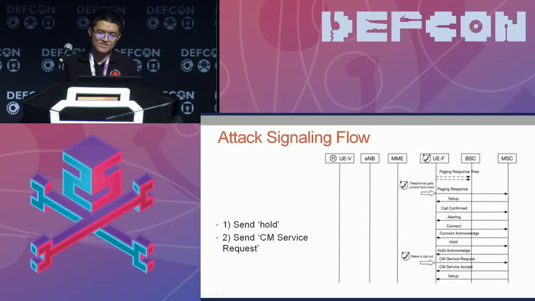Here we summarize the attack steps by showing this signaling flow. Telephonist gets the control from here. It sends paging response. Then the network sends back setup. And the call is confirmed. After the call is hijacked, the telephonist makes a call out by sending a holding message and then a CM service request. We can see the network side sends back a setup message. It doesn't require authentication.